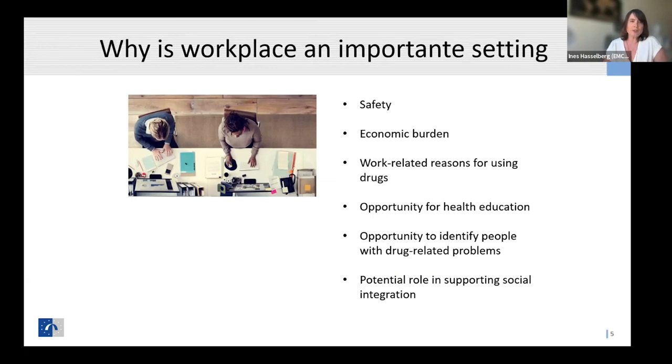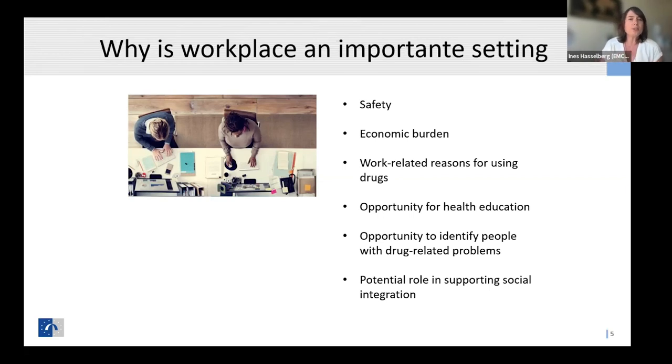It is also important to consider workplaces because it might be the actual circumstances of the work that are leading to drug use. And this could be because of very tough working conditions or low satisfaction of work or irregular work hours or coping with shift work, etc. We also need to remember that workplaces provide an opportunity for health education and promotion about alcohol and drug use. And they also provide an opportunity to identify individuals who have problems with alcohol and drug use or who have family members dealing with these problems.